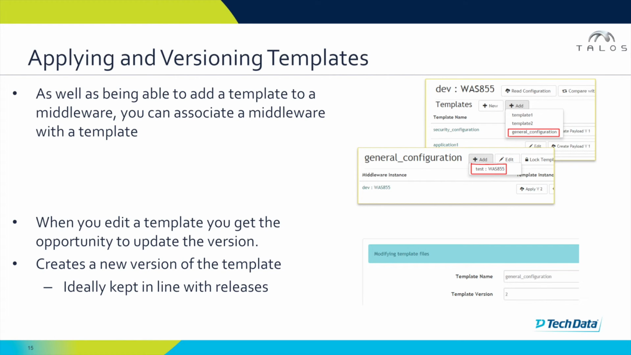So when you edit the template, you get the opportunity to update the version. And ideally, you want to try and keep this in line with releases. So if you have a release of version 22 of your application, then creating a template version 22 of the configuration that goes alongside it is quite a good idea because then you can match up those two.